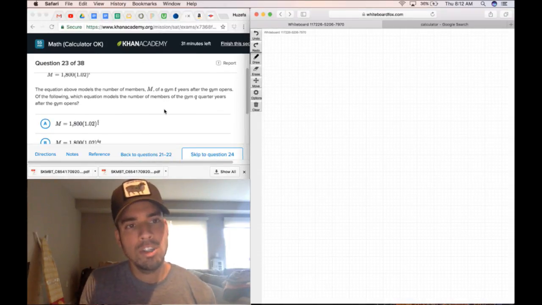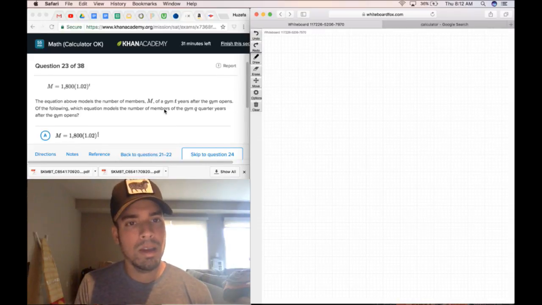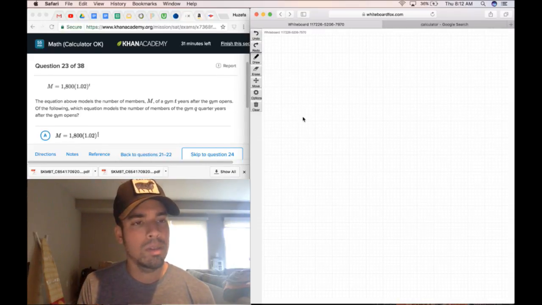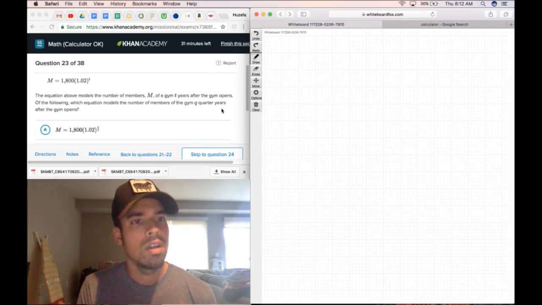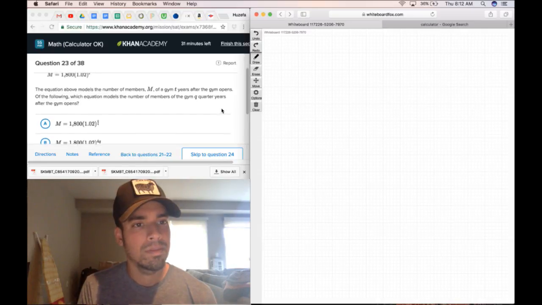The equation above models the number of members M of a gym T years after the gym opens. Of the following, which equation models the number of members of the gym Q quarter years after the gym opens?